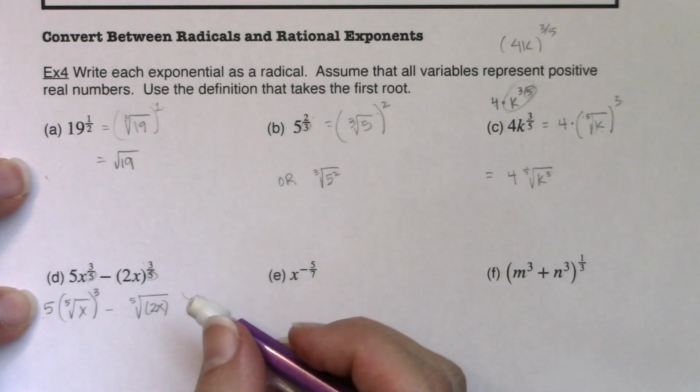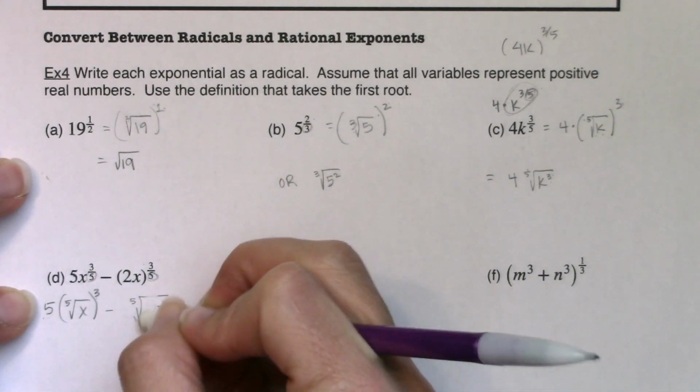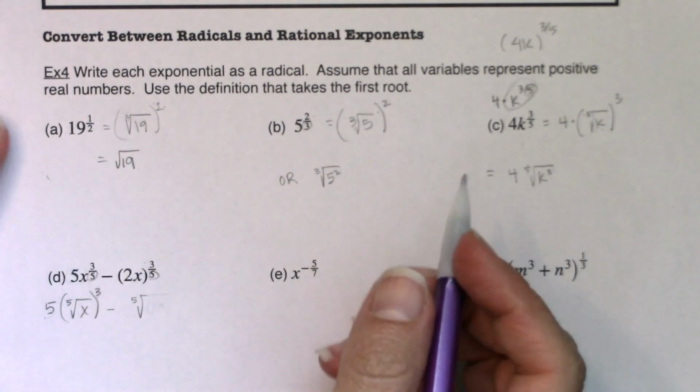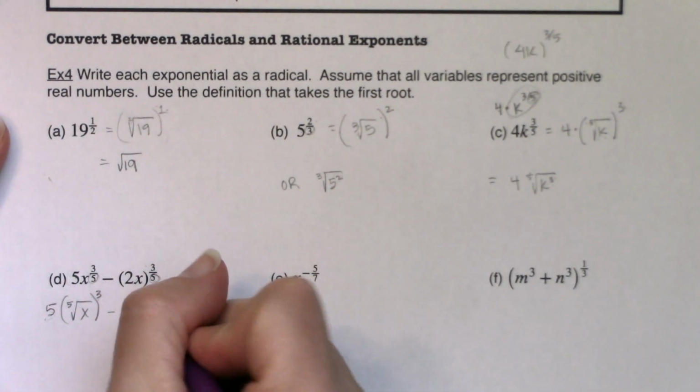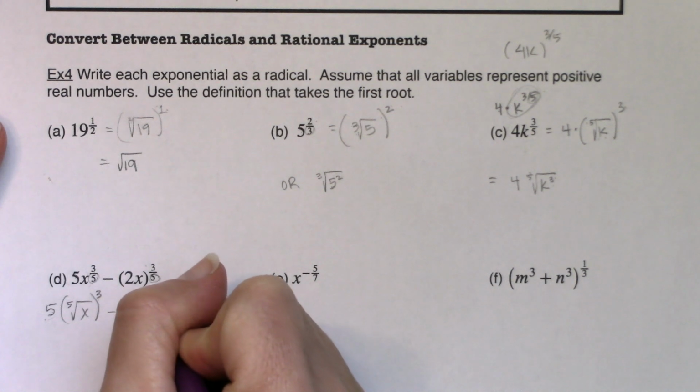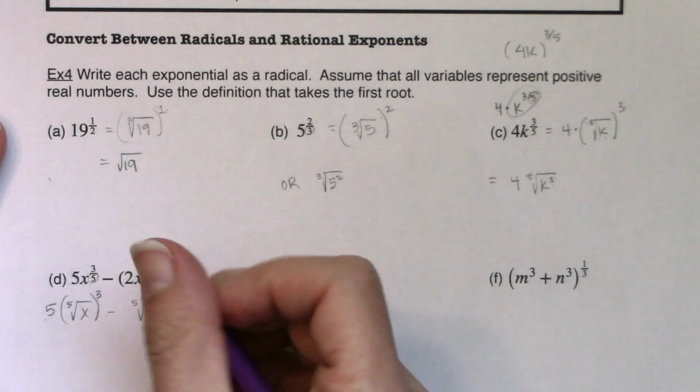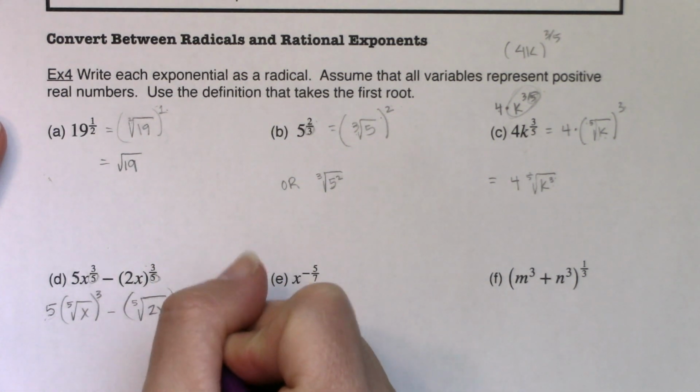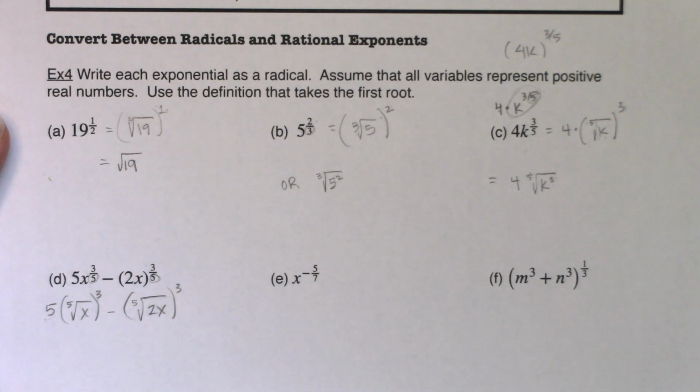Oops, I don't need to put that in parentheses. Let me erase that. My bad. I was thinking of doing it a second way, but I won't even go into that. So I'm going to have this 2x here, and then I'm going to cube it, right? So that's how we can do that.